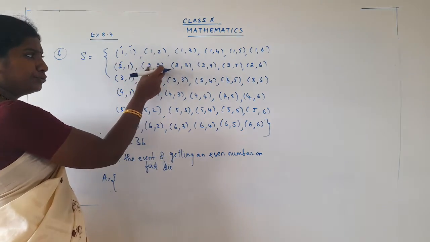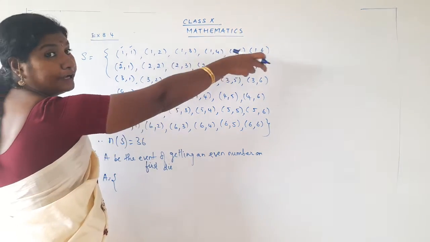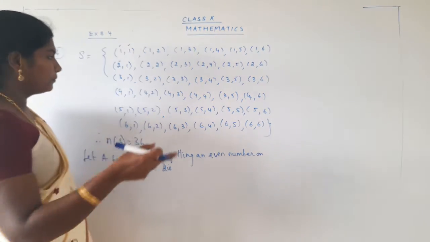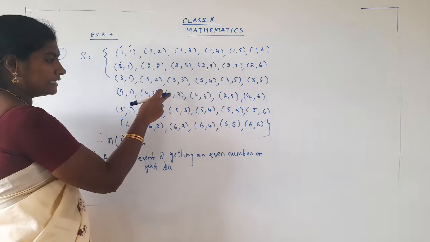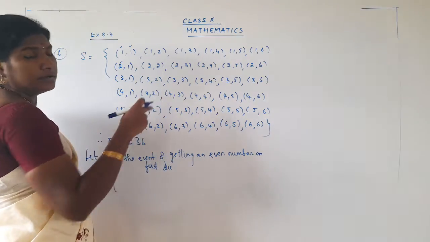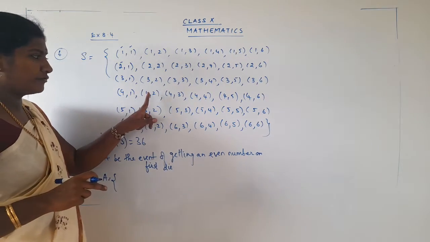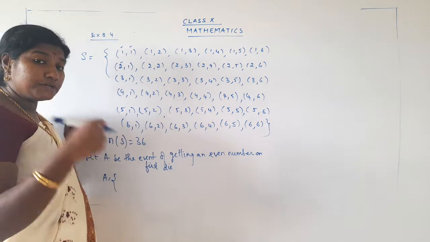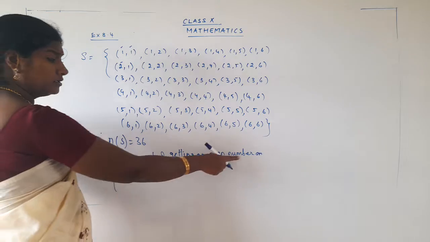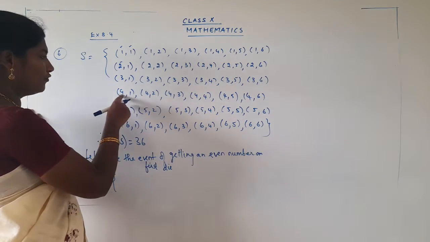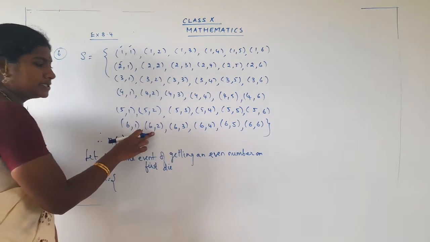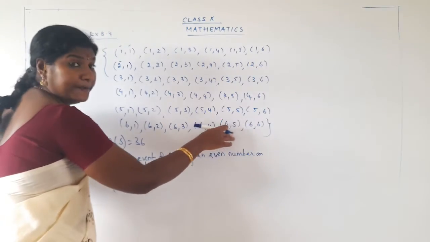2, 1, 2, 2, 2, 3, 2, 4, 2, 5, 2, 6. So all the first outcomes are even. Again here all the outcomes are even. 4, 1, 4, 2. I am not talking about the second number. I am talking only about the first number. Because the first number should be an even number. So 4, 4, 4. It's an even number. Then again I have this line. 6, 1, 6, 2, 6, 3, 6, 4, 6, 5, 6, 6.